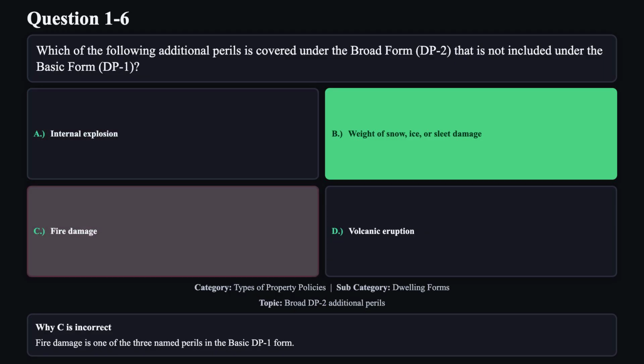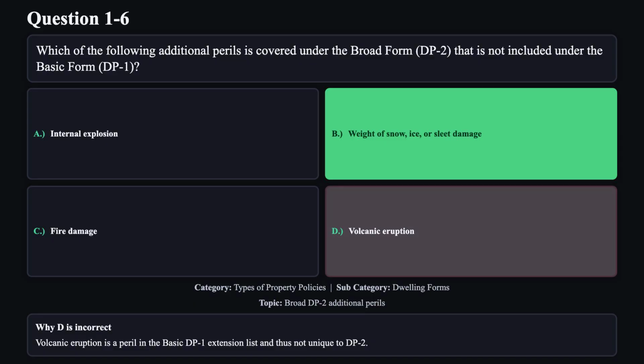Reason C is not correct. Fire damage is one of the three named perils in the basic DP1 form. Reason D is not correct. Volcanic eruption is a peril in the basic DP1 extension list and thus not unique to DP2.